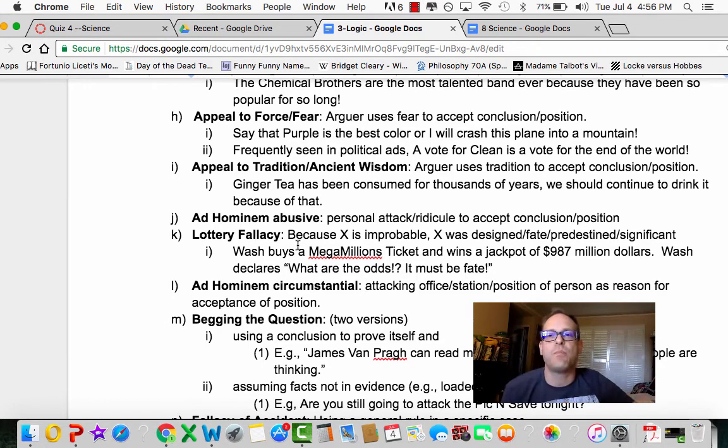Okay, the next one that's important is the lottery fallacy. I'll just take a second on this one. The lottery fallacy is when someone says, oh my gosh, this is really improbable, so it must have been fate. Someone buys a Mega Millions lottery ticket, they win the lottery, and they say, oh, this had to be fate because I used my birth date. And wouldn't you know, out of all the numbers, the birth date worked.